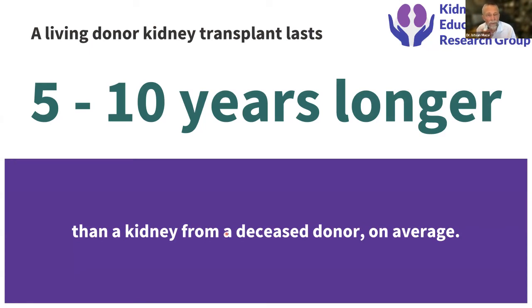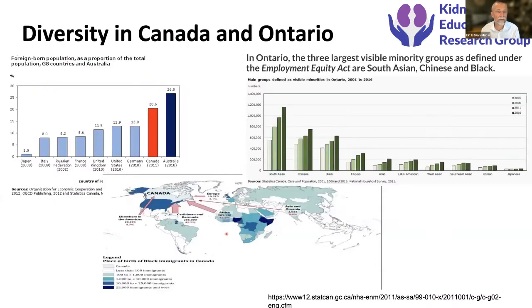Living donor transplants last on average 5 to 10 years longer than deceased donor transplants. On average, deceased donor transplant may last around 8 to 14 years, depending, and living donor transplants can last around 16 to 20 years, on average 18 years or so.